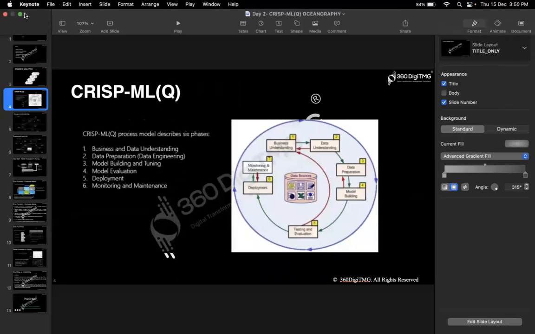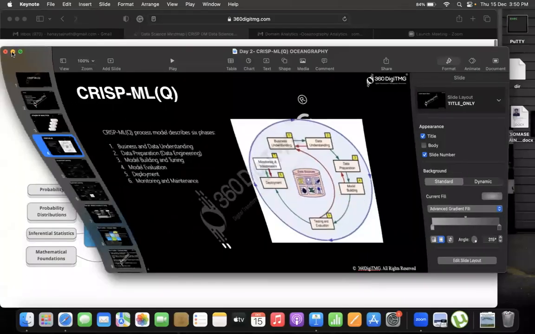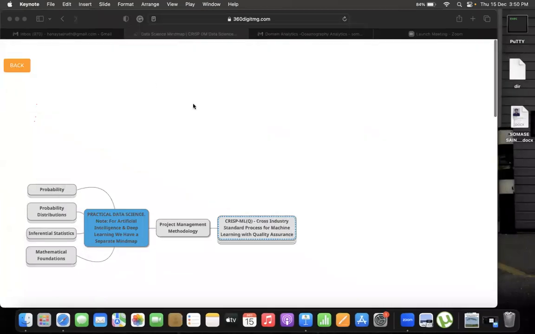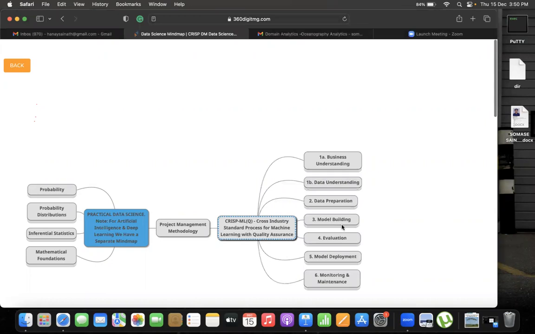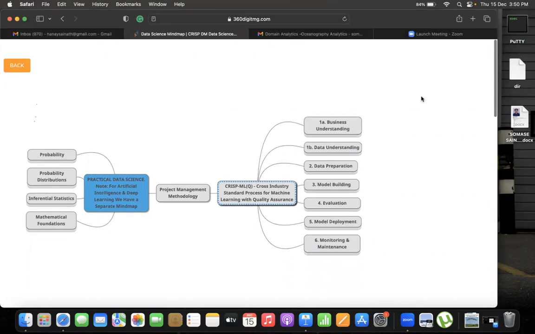So I will show you the mind map so that you can easily understand. Here we are using the mind map of 360DigiTMG. You can also look into this mind map through our website. Yes, go to Google and type 360DigiTMG mind map. You will find it available. There are many more mind maps for the different courses. You can just go through them for your knowledge. So here we have the 6 stages of the CRISP-ML(Q) methodology.